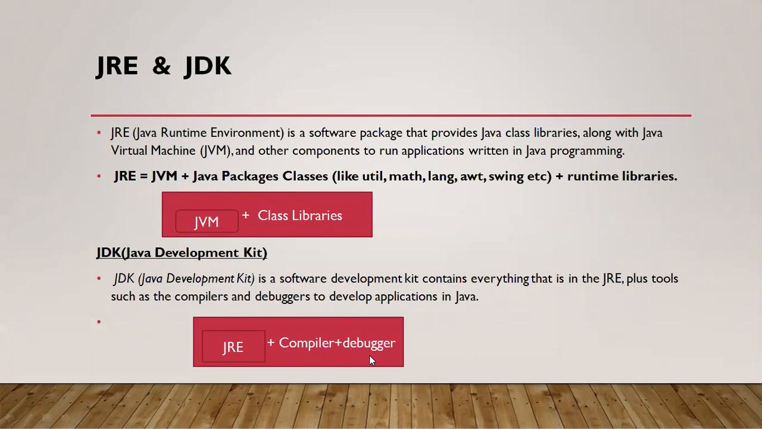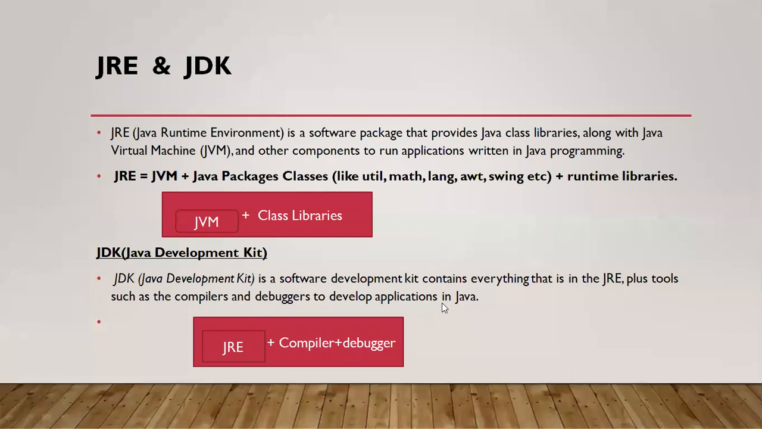Okay, the next one is JDK, in the sense Java Development Kit. So what is Java Development Kit? It is a software development kit, and it contains everything that is in the JRE plus tools such as compilers and debuggers to develop applications in Java. Generally, if we want to install a package into our system to run a Java program, that package is called a JDK.